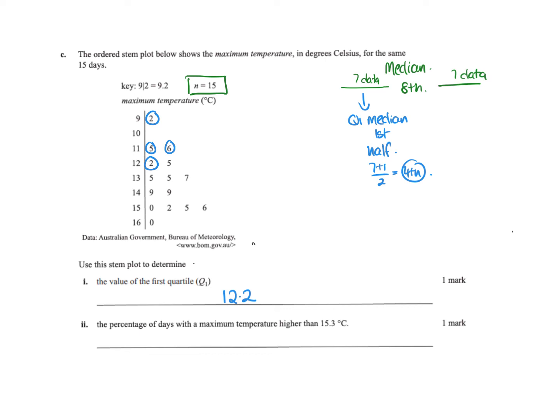Then it asks us the percentage of days with a maximum temperature higher than 15.3. Whenever we see percentage, you know it's the amount out of the total times 100. Of all these days, we know it's 15. Now how many are more than 15.3? That's 1, 2, 3 of them, and then we times by 100 and we get 20% as our answer.